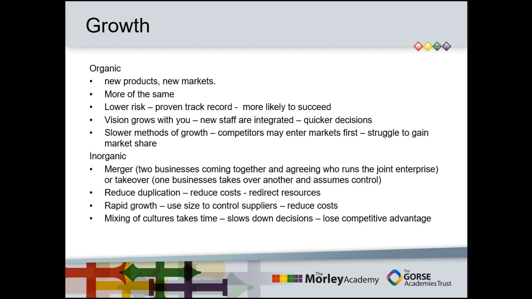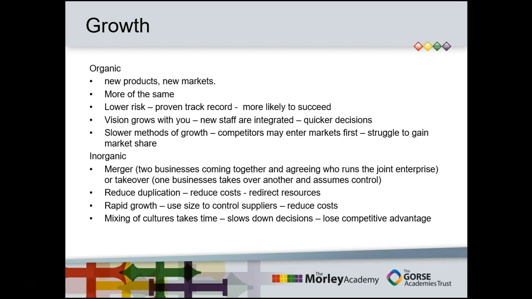Inorganic growth, this is either a merger or a takeover. The specification's very, very clear about this. So it's either two businesses coming together to run as one, the merger, or one business taking a dominant position and assuming control of the other. Really, really good, mergers and takeovers, for this rapid growth.